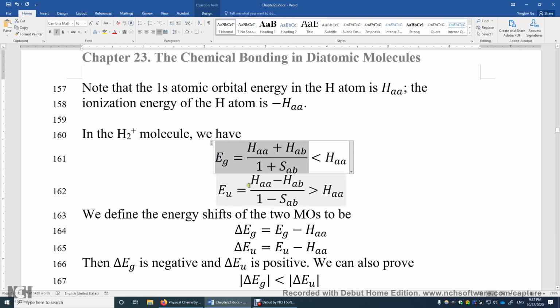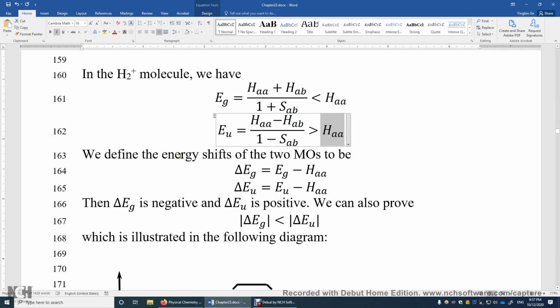In the hydrogen 2 plus molecule, we have this bonding orbital energy, antibonding molecular orbital energy. So this bonding orbital energy is lower than the atomic orbital energy. This antibonding orbital energy is higher than the atomic orbital energy. We can also define the shift of the MO. All right, so Eg minus the atomic orbital energy is the shift for this bonding orbital. Over here, this is a shift for the antibonding orbital.